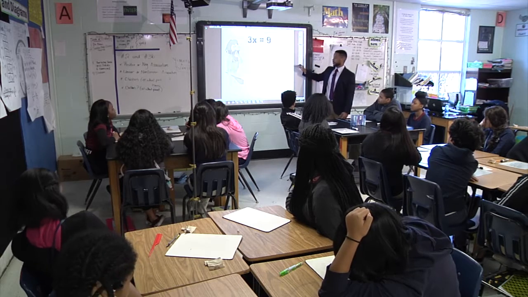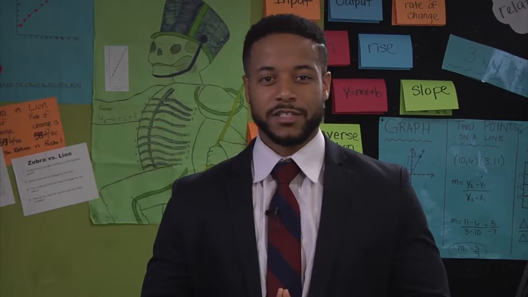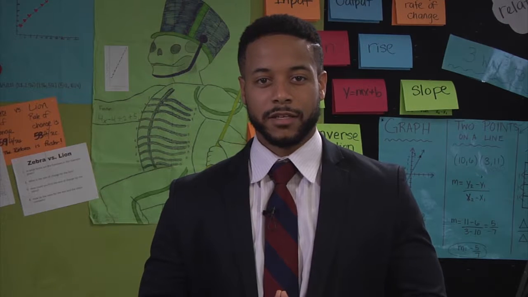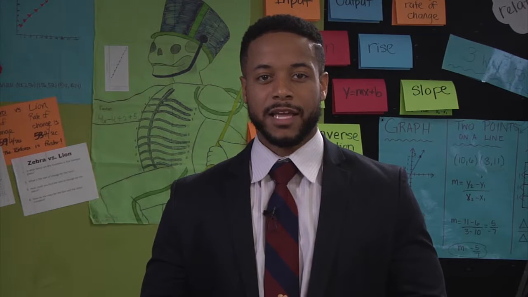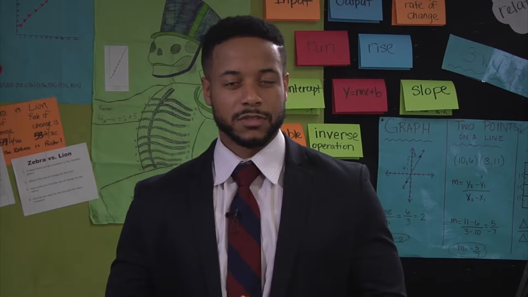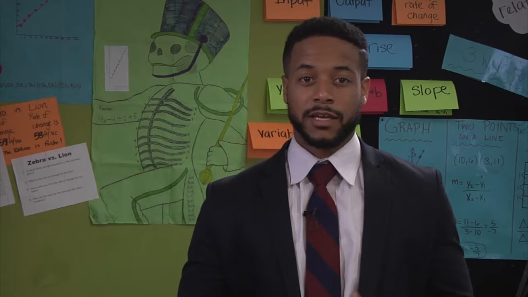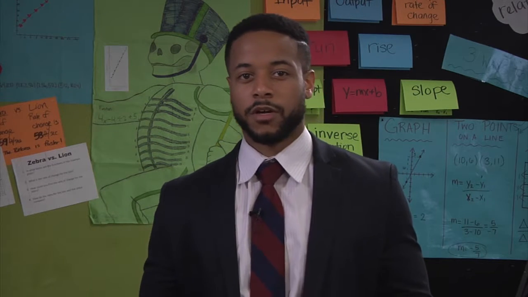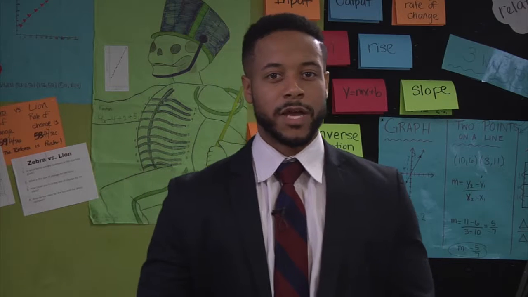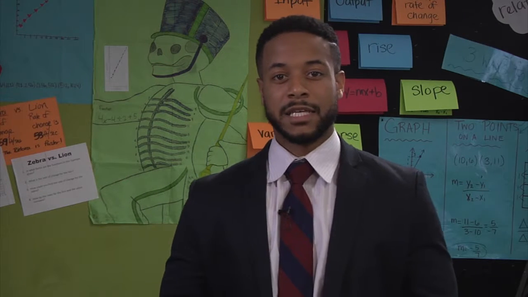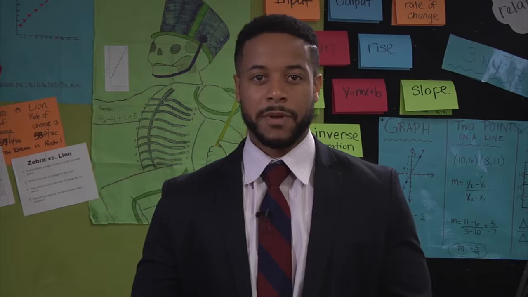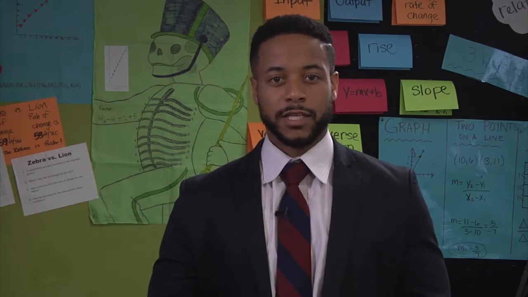So now let's look at some examples. When solving equations in algebra, we are usually looking to isolate and find a value for a particular variable. Some equations are simple and can be solved quickly without much work. For example, the equation 3x equals 9 can simply be solved by dividing 9 by 3. So x would equal 3.